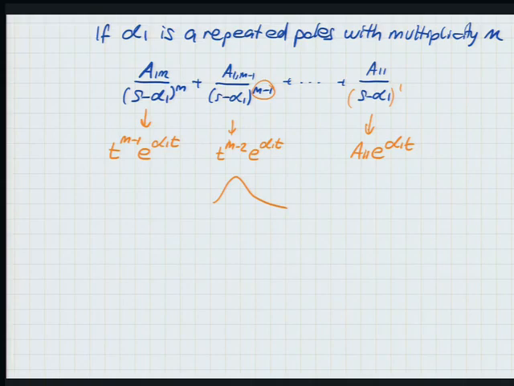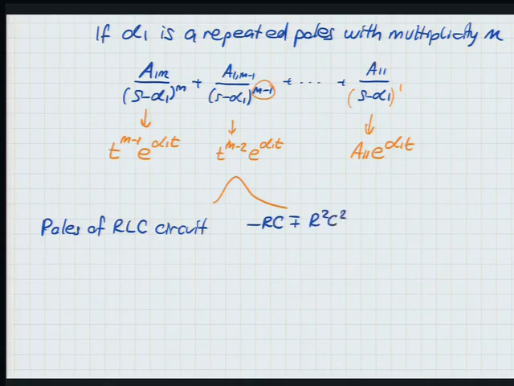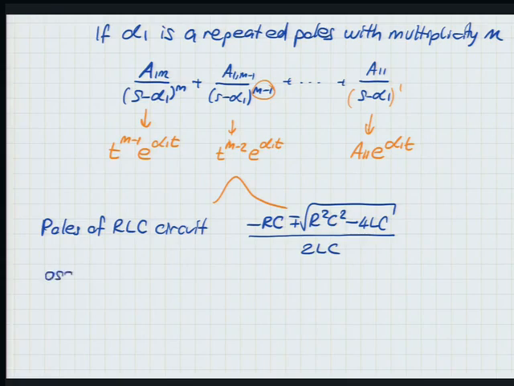So going back to the circuit example, we found the poles to be at, where were they? I lost my poles. Anybody seen my poles? So negative RC plus minus the square root of R squared C squared minus 4LC, divided by 2LC, right? So when will this give us oscillations in its transient response?